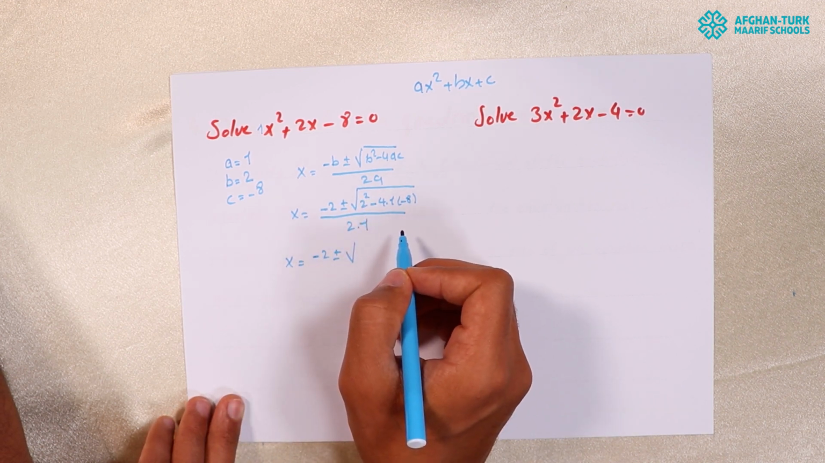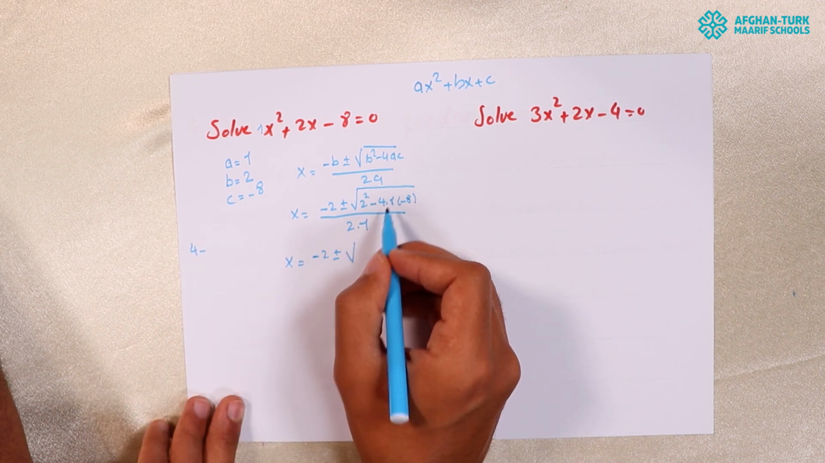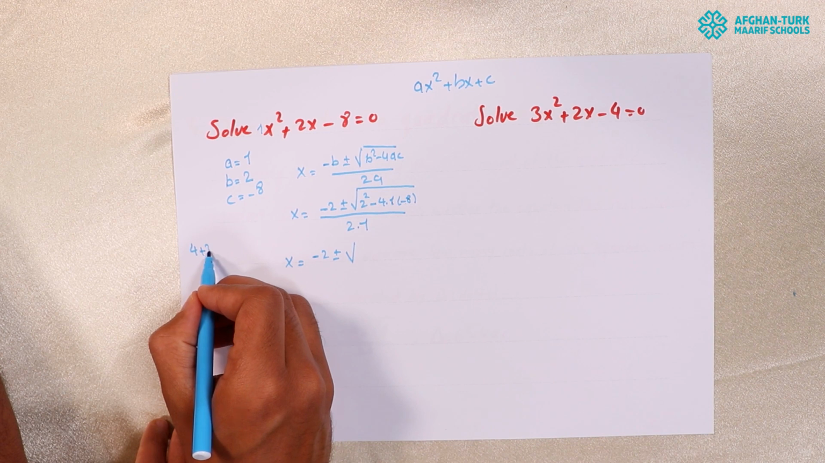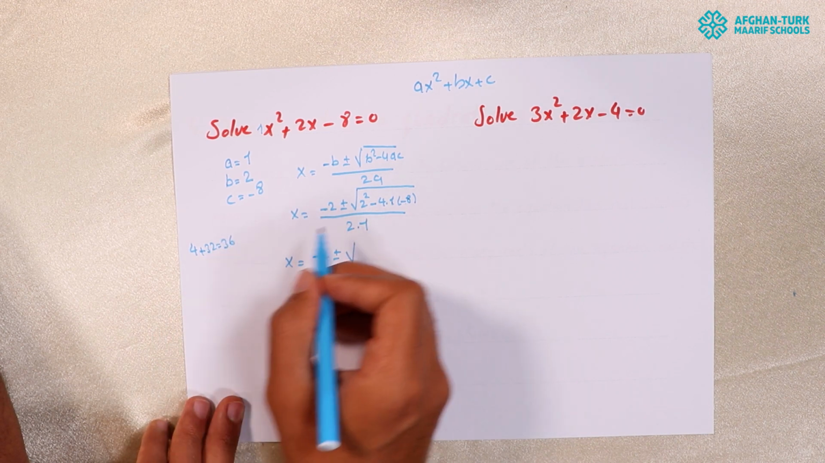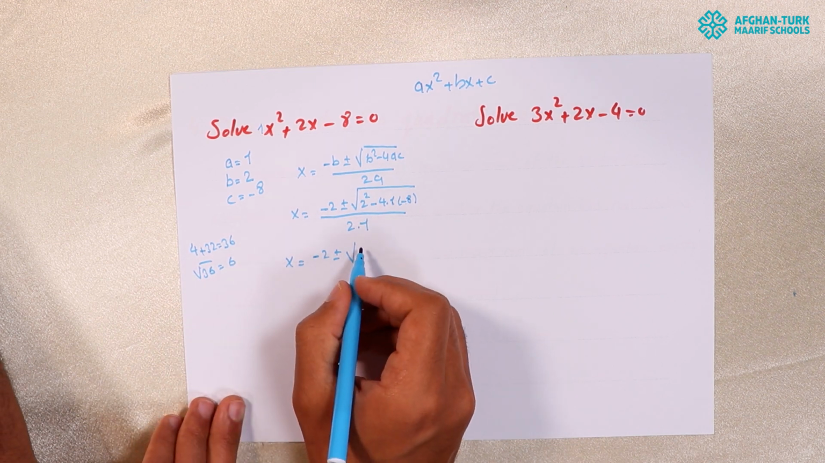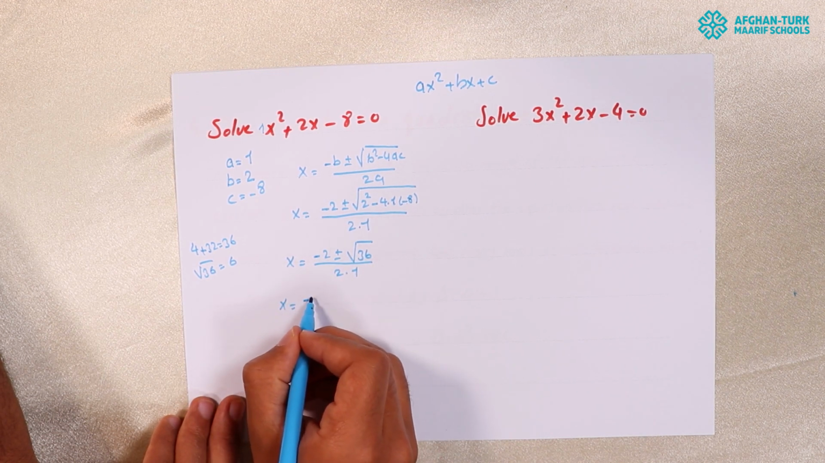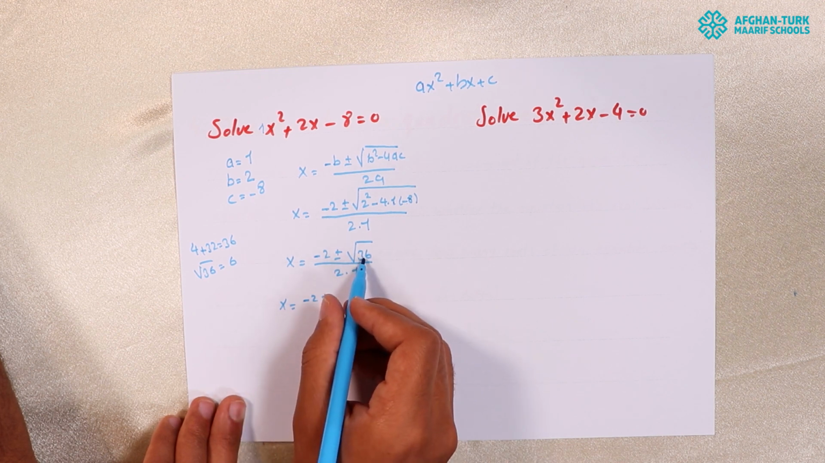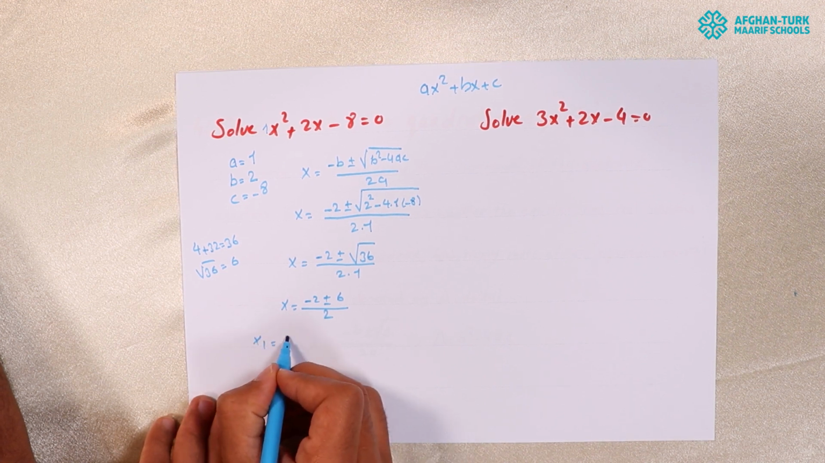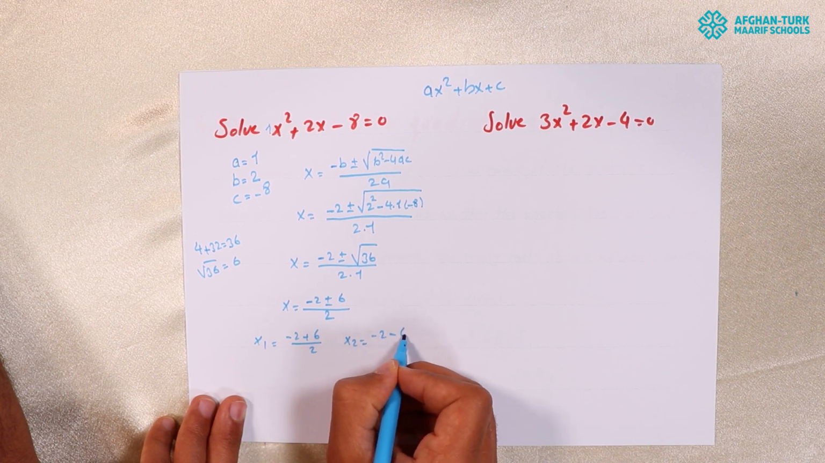X is equal to minus 2 plus and minus the square root of 2 to the power of 2, which is equal to 4, minus 4 times 1 times minus 8. 4 times 8 is 32. Minus times minus is plus, so 32 plus 4 will be 36. The square root of 36 is equal to 6. Am I right? Over 2 times 1. So x1 is equal to minus 2 plus 6 over 2, and x2 is minus 2 minus 6 over 2.